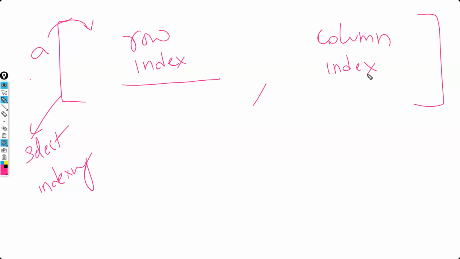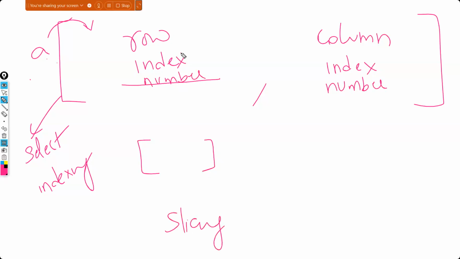Two index numbers we have to write. Row index number, column index number. If it is a single number, we have to write a single number. If it is multiple numbers, we have to write them as a list. Single number, multiple numbers, list of numbers, or slicing. Three options are available. Single number, list of numbers, slicing. For column also, the same way. Now let's start this.